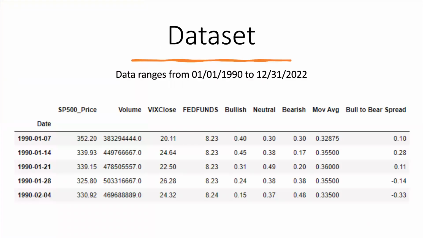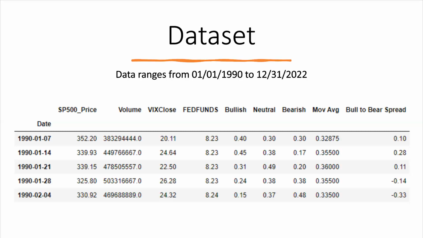So, an overview of my data set. The data set that I have ranged from January 1st of 1990 to the end of 2022, December 31st. On the far left, we have my index, which was the date column, and this date range was jumping by week. So the first value was the second week of 1990 in January, and then it jumps to the 14th, the 21st, and jumps week by week, and so on like that.